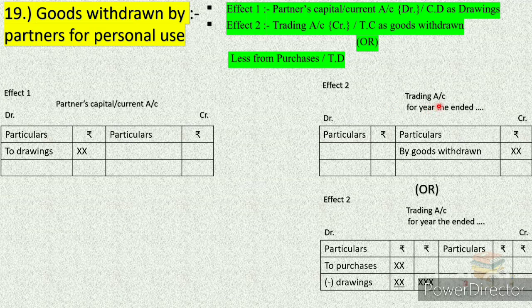Second effect in trading account credit side by goods withdrawn by partner, amount in outer column. Or the second effect, another way of writing it, is in trading account debit side, which is deducted from purchases, and the leftover amount is to be written in outer column.